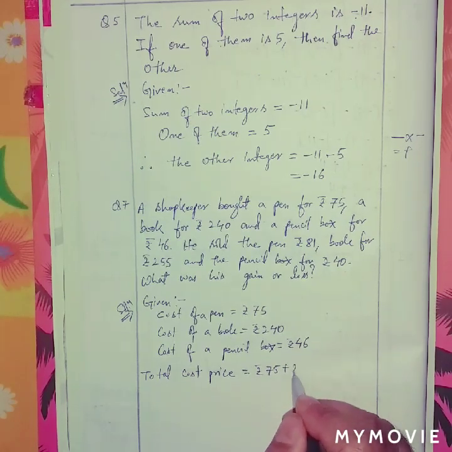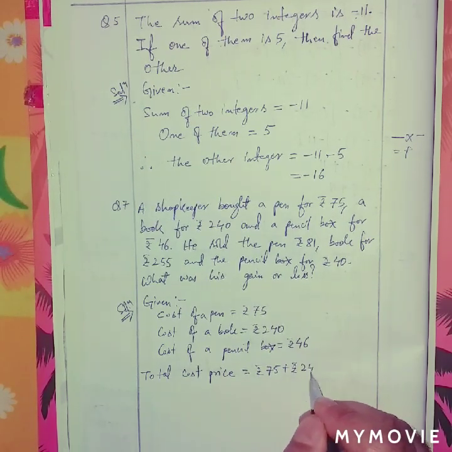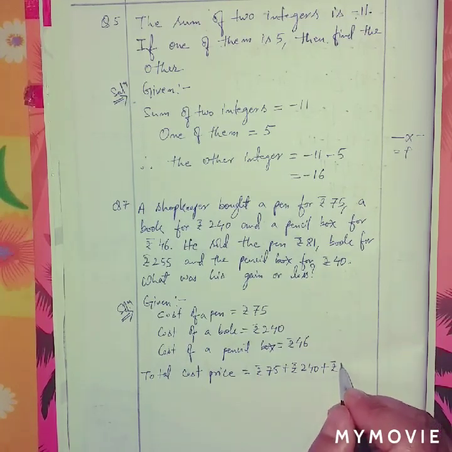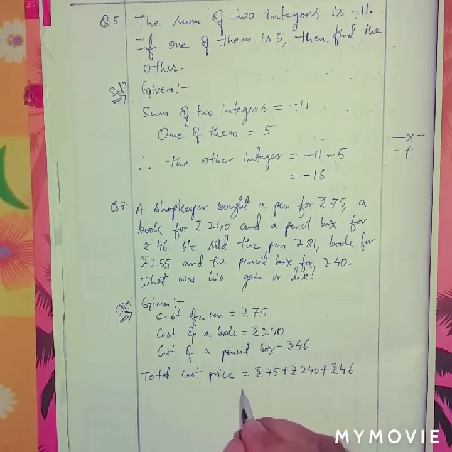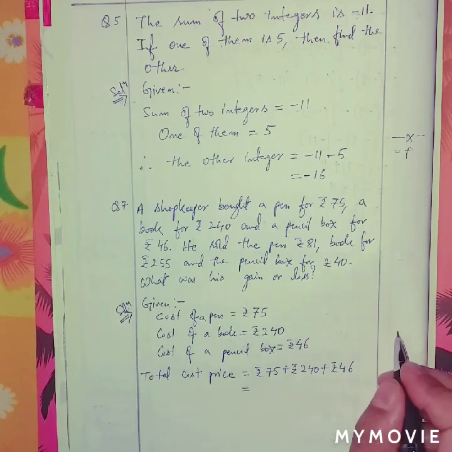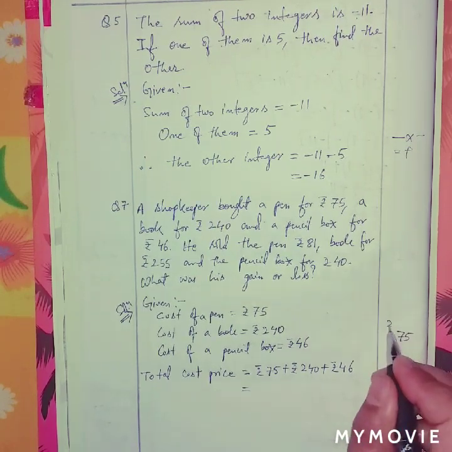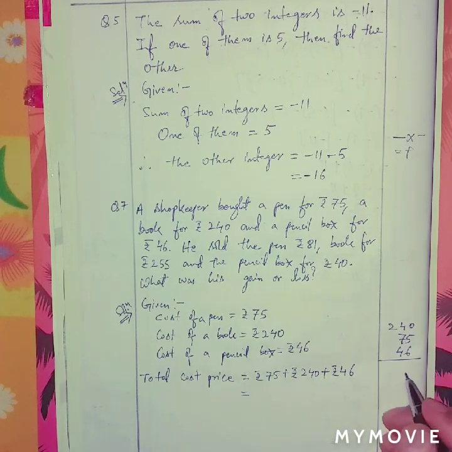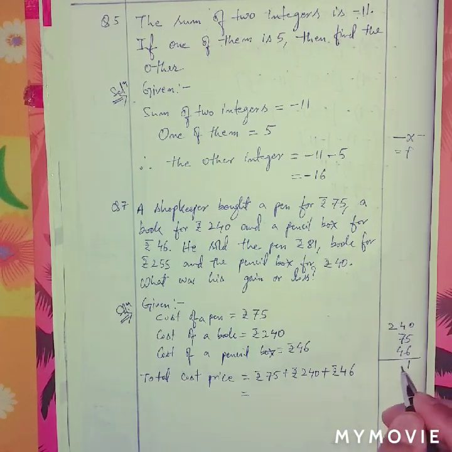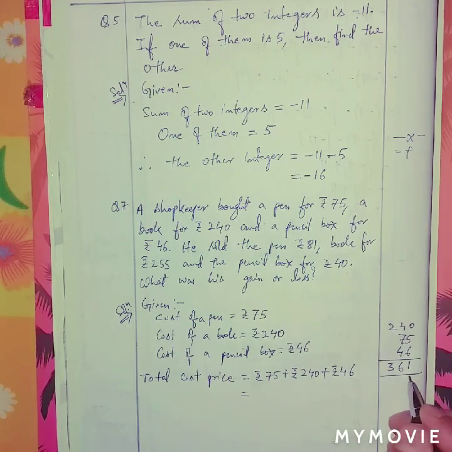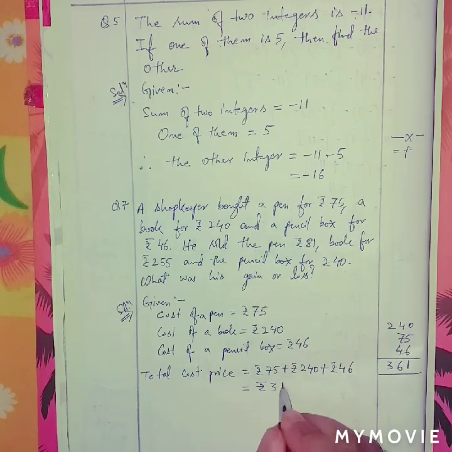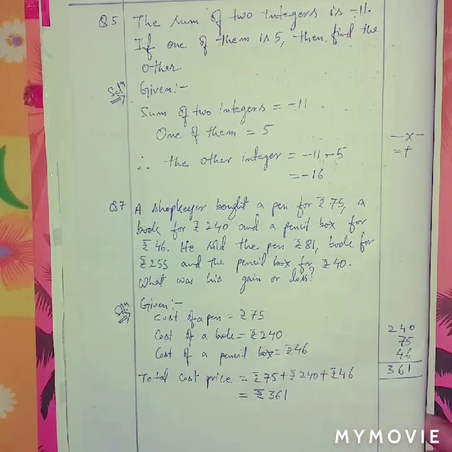So rupees 75 plus rupees 240 and rupees 46. So altogether add here 75, 240, 46. How much are we going to get? 1 here, add it, 6, 3, we'll get 361 rupees, 361.